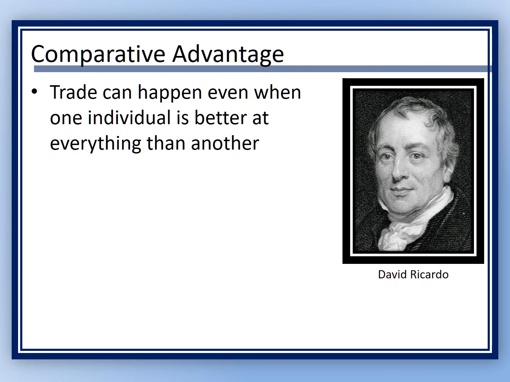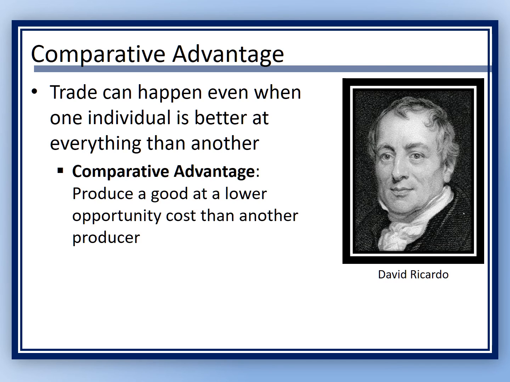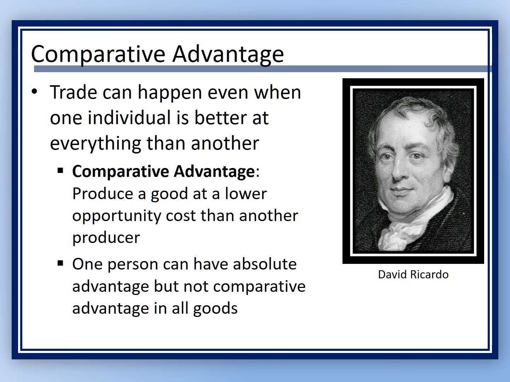David Ricardo, who is, I think, British. And this, as I said, comes from the ability to produce a good at low opportunity cost. And it's all about what you give up. When you try to produce meat, are you giving up your ability to produce a lot of potatoes? If you do, then you have a high opportunity cost. One person can have absolute advantage in everything, but not comparative advantage in everything.